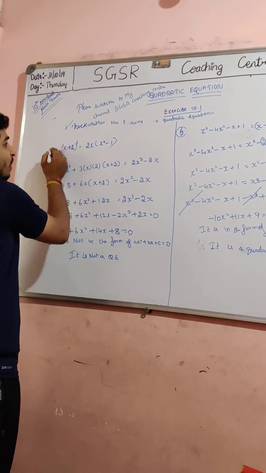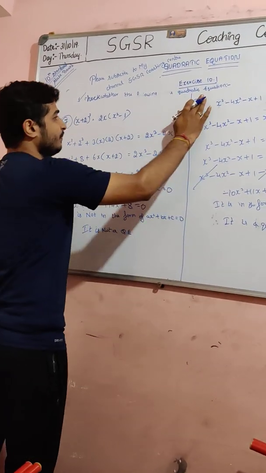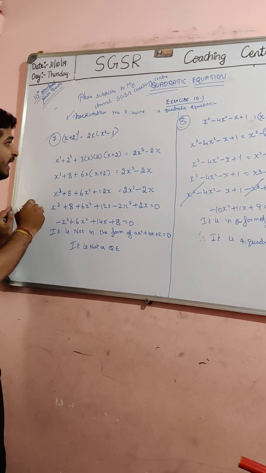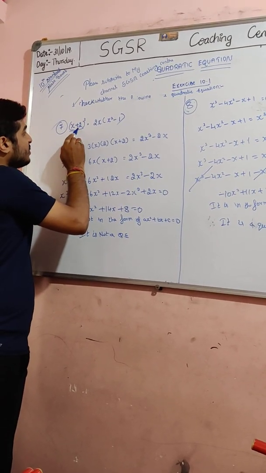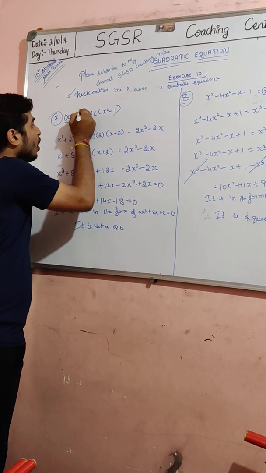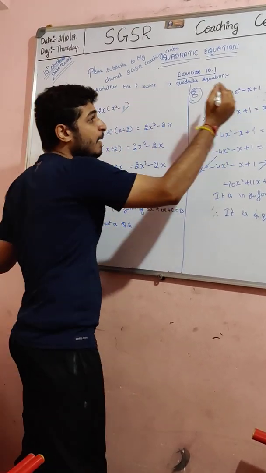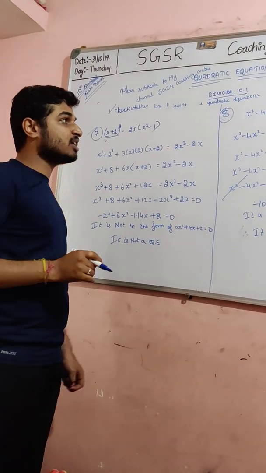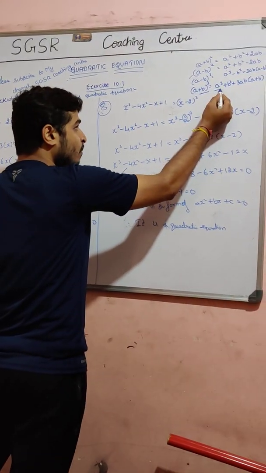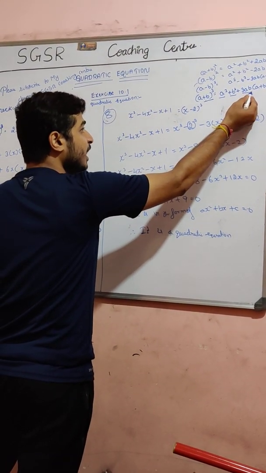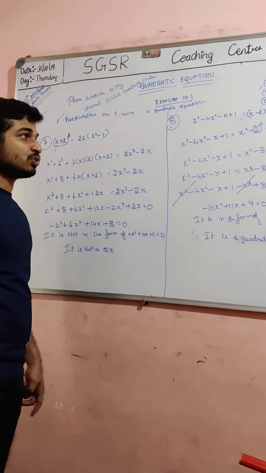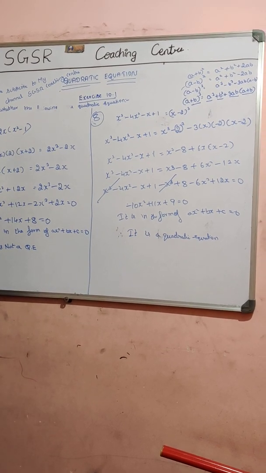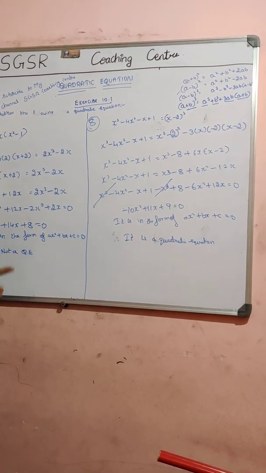So next problem is the 7th problem. Now, how to solve this? x plus 2 whole square, whole cube. Now it is in the form of a plus b whole cube. Students, you all know what a plus b whole cube is. It becomes a cube plus b cube plus 3ab into a plus b. Students, I will repeat again. a plus b whole cube is equal to a cube plus b cube plus 3ab into a plus b.